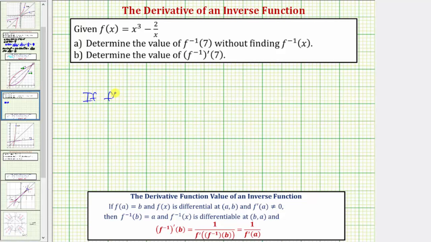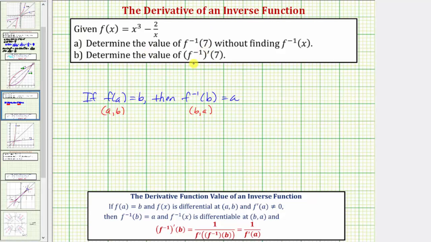a equals b, then f inverse of b equals a. Another way to think of this is, if the function f contains the point a comma b, then we know the inverse of f must contain the point b comma a. Which means if we can find an x value where f of x equals 7, we can determine the value of f inverse of 7.